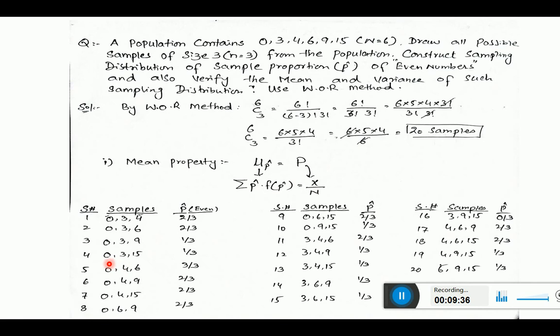Next take 0, 3, 15. Again 0 is an even number, so 1 divided by 3. Then take 0, 4, 6. All are even, so 3 divided by 3.